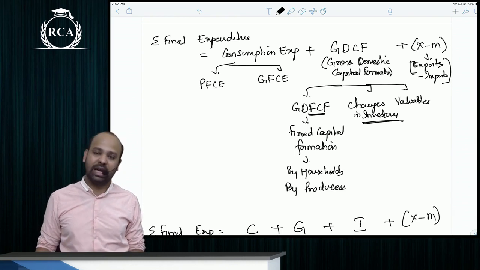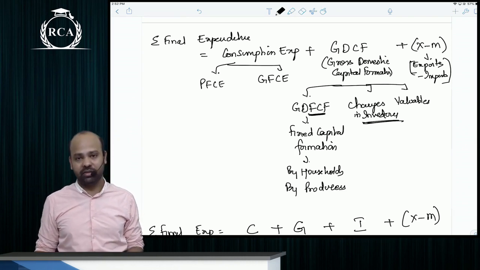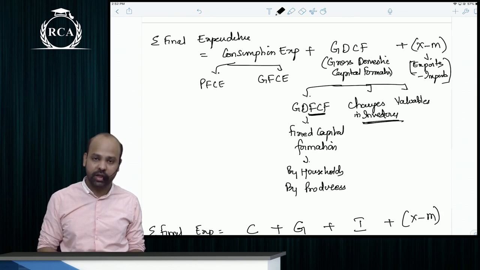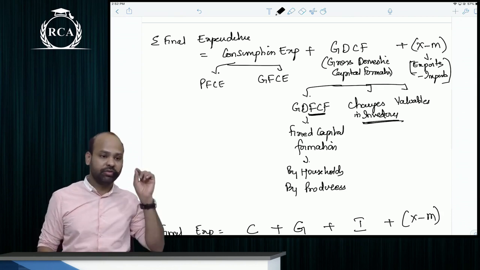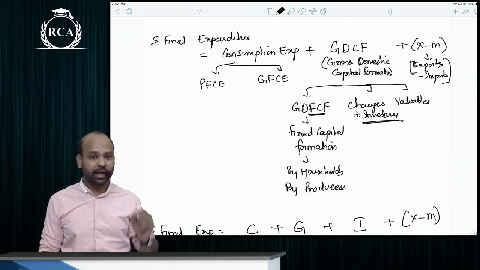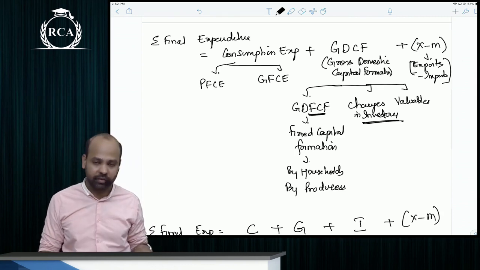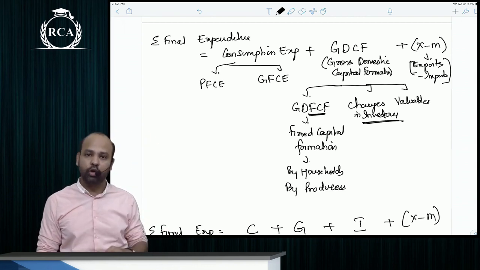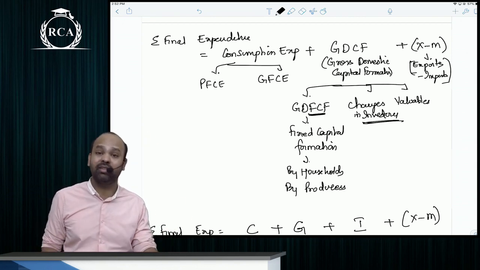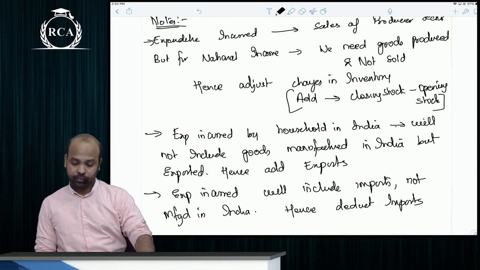Gross domestic capital formation has three things under it: fixed capital formation, changes in inventory, and valuables. If they use the word fixed capital formation, it means it is only tangible assets. They are not including changes in inventory or valuables. If they use the word gross capital formation, everything has come. You do not have to include valuables or changes in inventories again. Okay, sir.